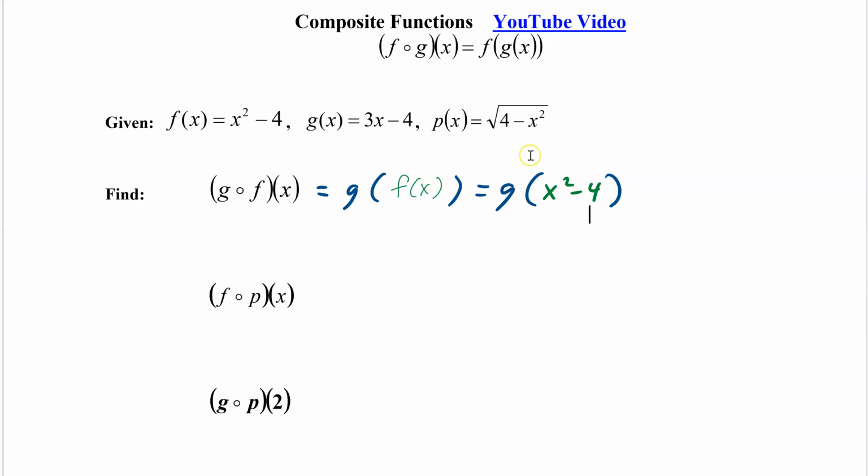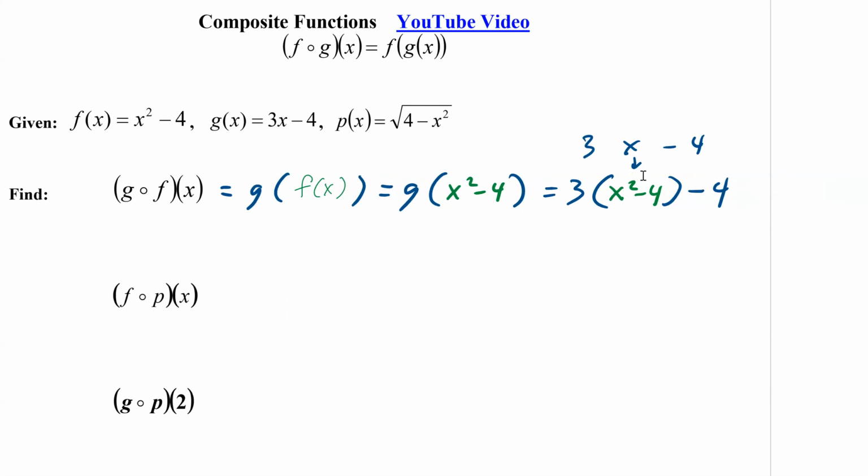Now we have our function that we can actually plug in. So our g here is 3x minus 4. If you remember with functions, we take whatever's here and we replace it with parentheses. So this would become 3 parentheses minus 4. All I did was replace the x here with a parenthesis, just like we've done with normal functions. And then now we plug in x squared minus 4, and we have found our composite function.